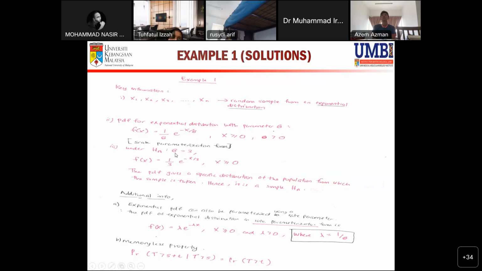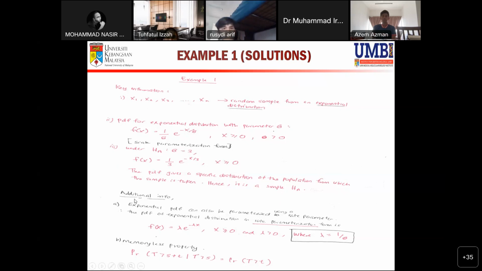So under the alternative hypothesis, we say that theta is equivalent to 3. So we just substitute that theta equal to 3 into the denominator in here. So the f(x), or the probability density function for the exponential distribution, becomes 1 over 3 e to the power of minus x over 3. So in this case, you can see that this exponential distribution is a specific distribution because we already specify all the parameters for the exponential distribution. So we can consider the alternative hypothesis a simple alternative hypothesis because this is a specific exponential distribution, as we really specify the parameter value, which is 3. So it's a simple alternative hypothesis.